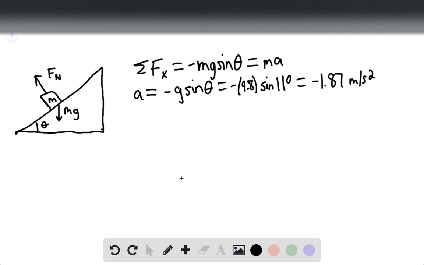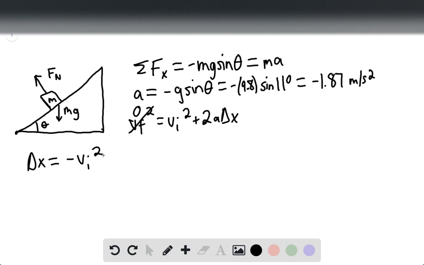Now you simply need to use kinematics in order to find the needed ramp length. So we have velocity final squared equals velocity initial squared plus 2 times a delta x. We know that final velocity is going to be 0 because we're trying to bring this truck to a stop. And so delta x is simply going to be equal to negative v initial squared over 2a.